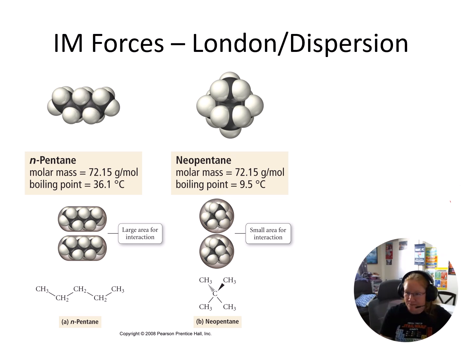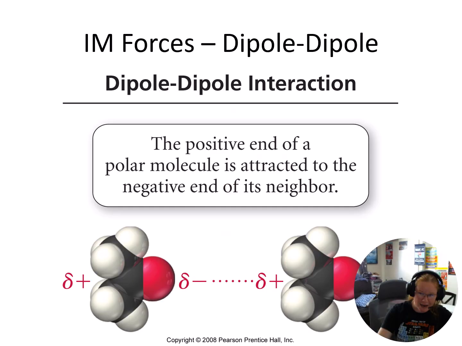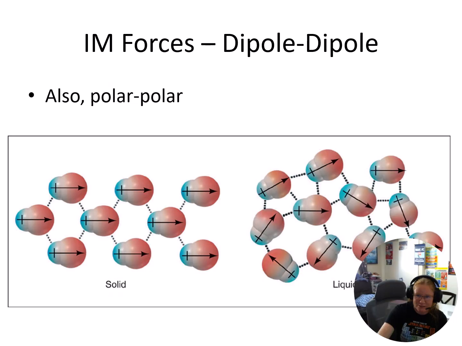Now when we look at our dipole-dipole forces, we've got a permanent positive end and a permanent negative end. And what do we know about opposites? They attract. And so there's a permanent ability here for there to be an attraction between a positive and a negative end. Our dipole-dipole forces, we sometimes call polar-polar forces. Our solids are going to be a lot more regularly arranged, whereas our liquids are going to be a little bit more on the chaotic side.